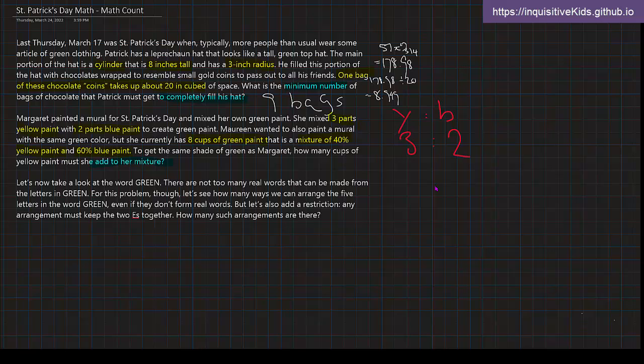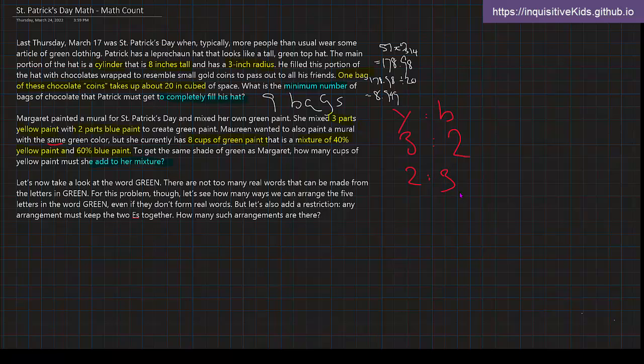Maureen wanted to also paint a mural with the same green color, so same color, but she currently has 8 cups of green paint. That is a mixture of 40% yellow paint and 60% blue paint. So 40 and 60. So that simplified is actually 2 and 3. 2 versus 3. So to get the same shade of green as Margaret, how many cups of yellow paint must she add to her mixture?